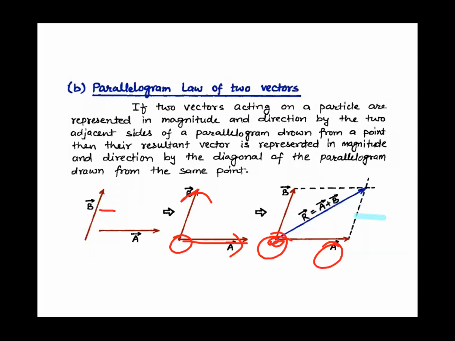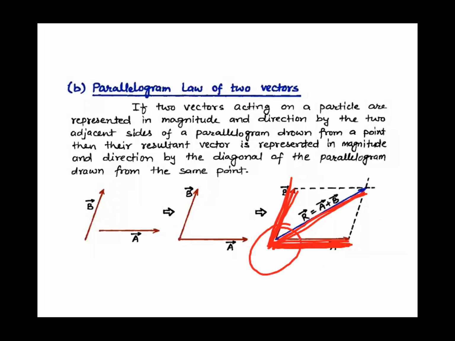Right, children? So if two vectors are represented in magnitude and direction by the two adjacent sides of a parallelogram, then the resultant vector is represented in magnitude and direction by the diagonal drawn from the same common point of the two vectors. Okay, beta? So this is your graphical method of the parallelogram law of vectors, right, children?